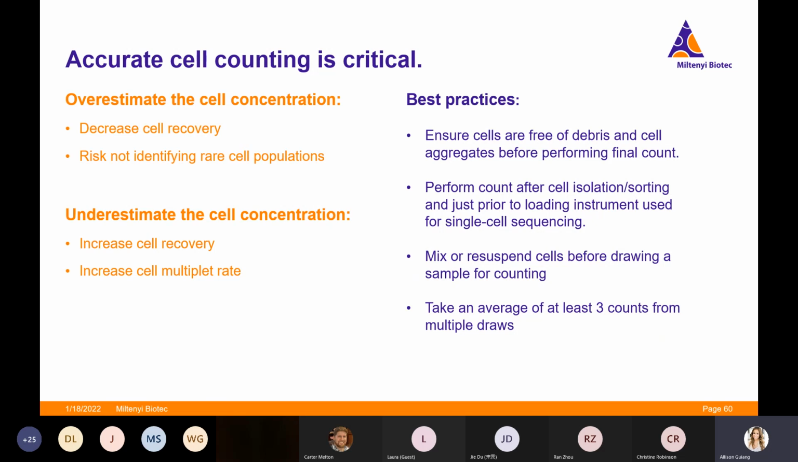We could spend a whole hour on cell counting best practices and comparing different methods, but I'm just going to address a couple of key points. Number one, try to clean up your sample of debris and cell aggregates the best you can, as they can cause inaccurate counts, especially on automated counters relying on Trypan Blue. After leaving the cells undisturbed in the tube for 10 minutes, the concentration at the bottom of the tube will be much greater than near the top. To ensure you get an accurate representation of the population, mix the cell suspension well before drawing a sample and take an average of 3 counts. These are just some of the best practices we recommend.